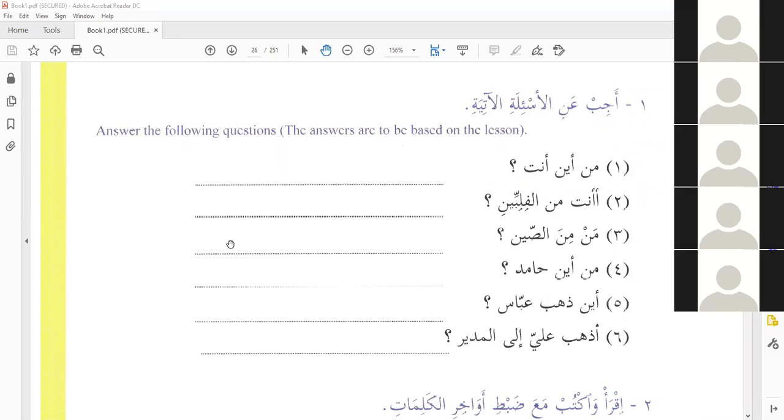So who's our first victim? Let's go to Tamim. Okay, first question. Min aina anta? Assuming that you're Muhammad, like from the dialogue. Ana min al-Yabani. Very good. Excellent. That's exactly what we're looking for. We're putting our minds as if we're still in the dialogue, but now we're trying to recall the information, building our reading comprehension skills in a different language.